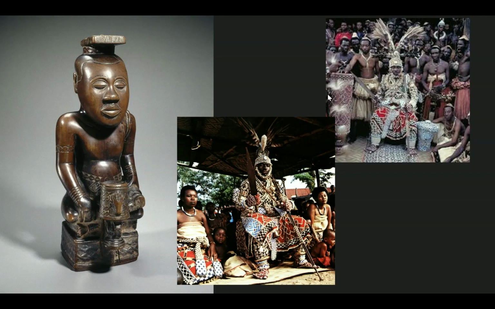So also, here's the real king of the Kuba peoples. And what we're looking at is this heavy headdress, etc. And that is supposed to represent the heaviness of his role, that he's aware of the weight of what he's supposed to do.